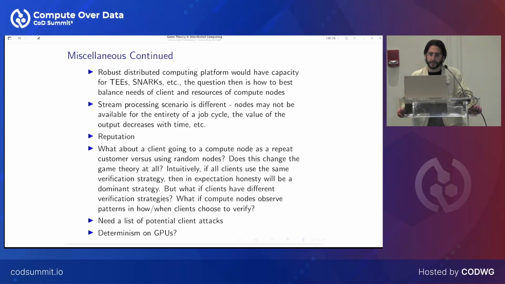So basically a robust distributed computing platform would have the capacities for trusted execution environments, SNARKs, ZK-SNARKs, eventually fully homomorphic encryption when we get to that, and so on. And the question is how to best balance the needs of the clients and the resources of the compute nodes. Like I said before, are analytic solutions the way to go? I'm not sure they are.